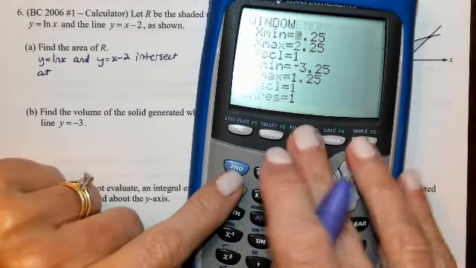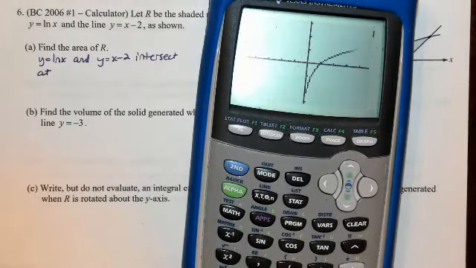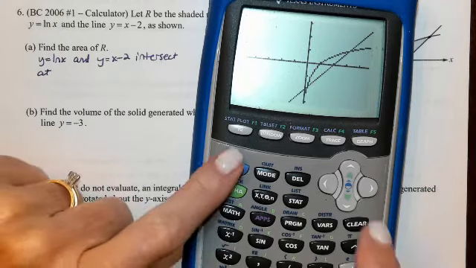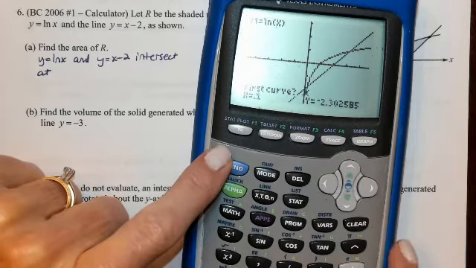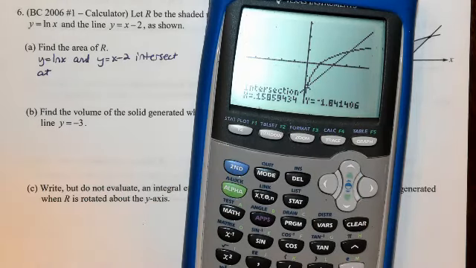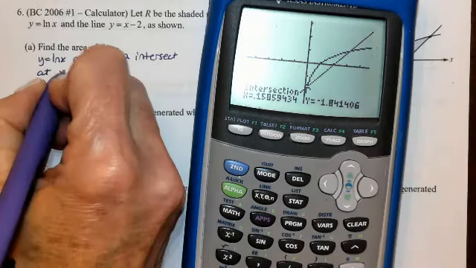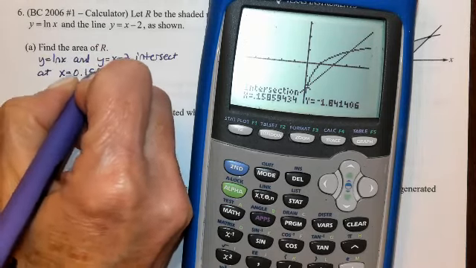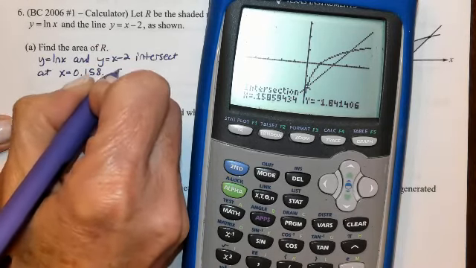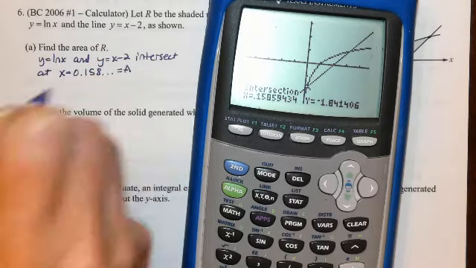Let's just do zoom 4. It's going to do zoom 4. And that's all right with me. I can find those two intersection points pretty well. So second calc 5, enter, enter, enter. And I get x is equal to 0.158 dot dot dot. I'm going to let that be a, and I believe I am going to need to go store that in for a this time because I know I'm going to be needing that.